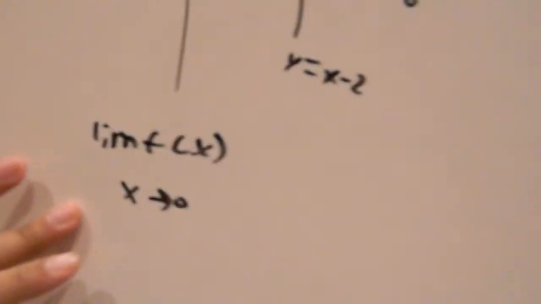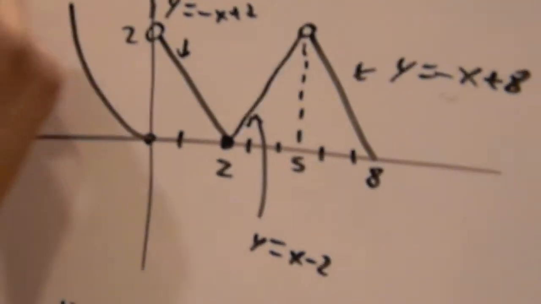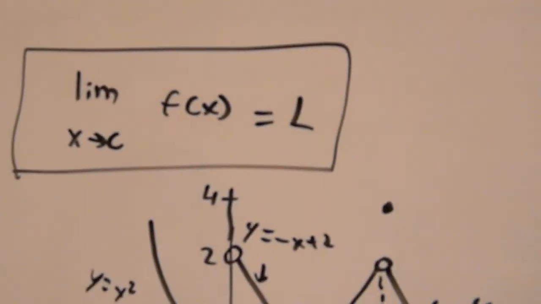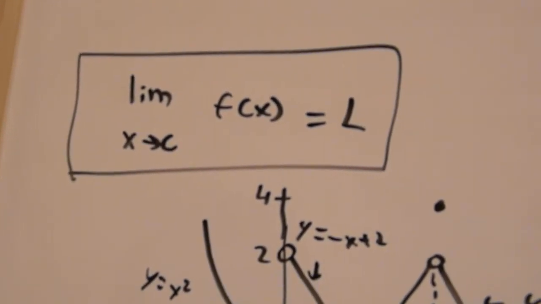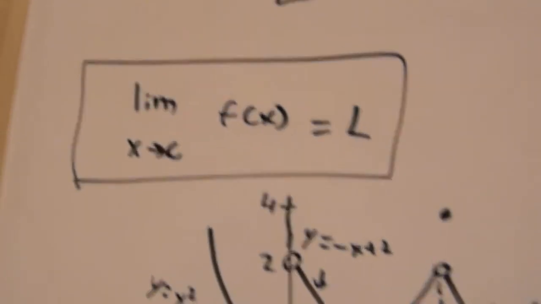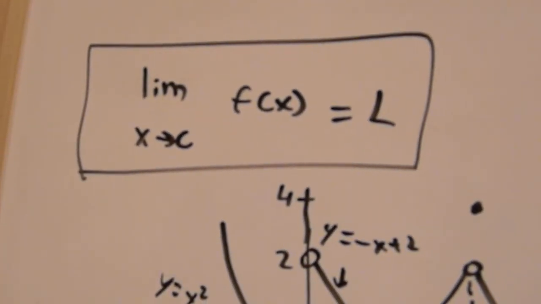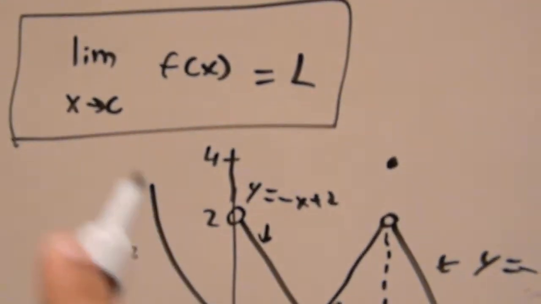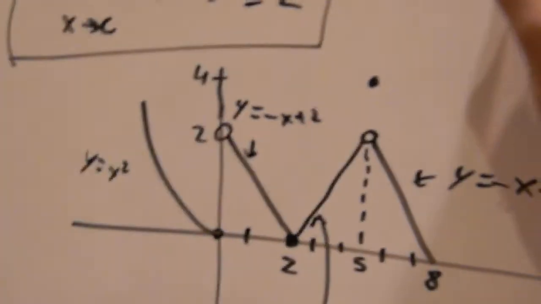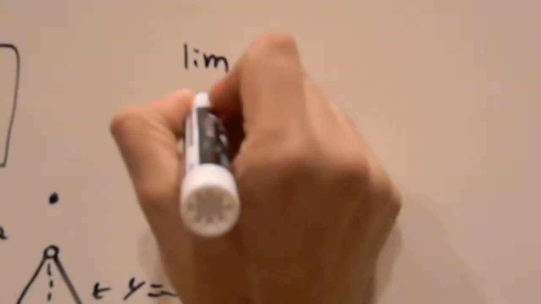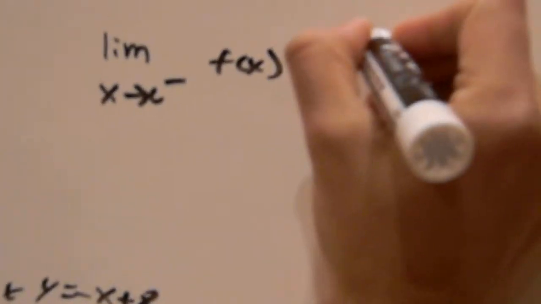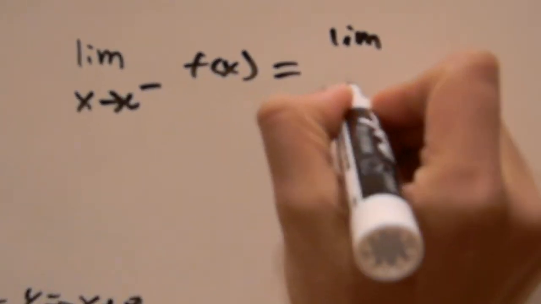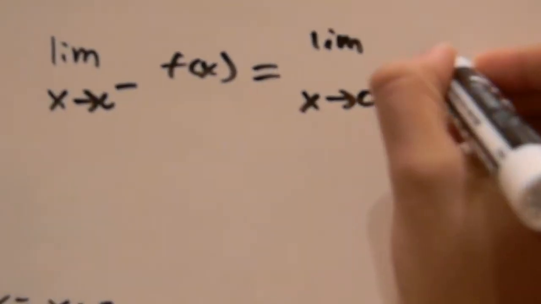For this, we have to know another rule for limits, the main rule. This limit can only exist if one thing holds true, and that is that the left-handed and right-handed limits have to equal the same thing. What I'm saying is that the limit as x approaches c from the left, written with a minus sign, of f of x must equal the limit as x approaches c from the right of f of x.